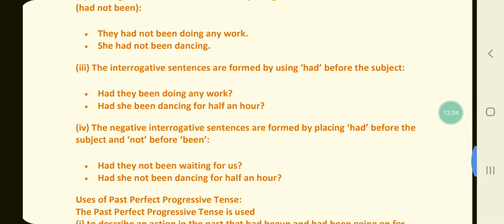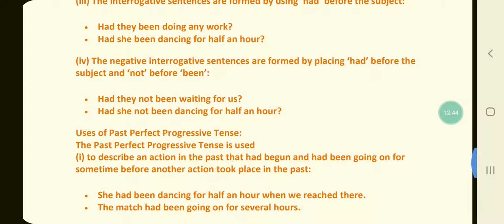Similarly, the interrogative sentences are formed by using had before the subject. Had they been doing any work? Had she been dancing for half an hour? And the fourth, that is the negative interrogative sentences are formed by placing had before the subject and not before been. Had they not been waiting for us?